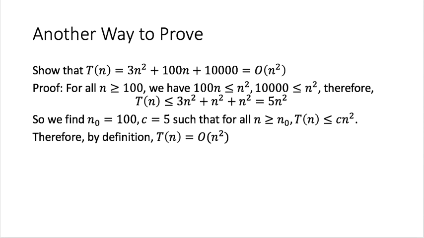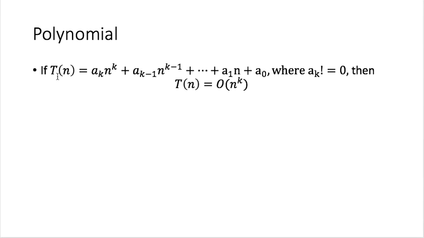Okay, so let's see some facts. The fact: if T(n) is a polynomial of degree k, equivalently T(n) is a_k times n to the k power plus a_(k-1) times n to the (k-1) power, up to a constant a_0, where a_k is not equal to 0. In this case, we can say T(n) is big O of n to the k power, because as n gets larger and larger, n to the k power will dominate all the rest of the terms.